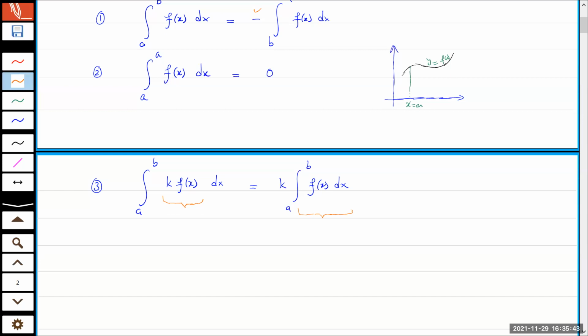Okay, let me just write that down. Area under k f of x over the interval a to b is the same as k multiplied by area under f of x over the interval a to b.